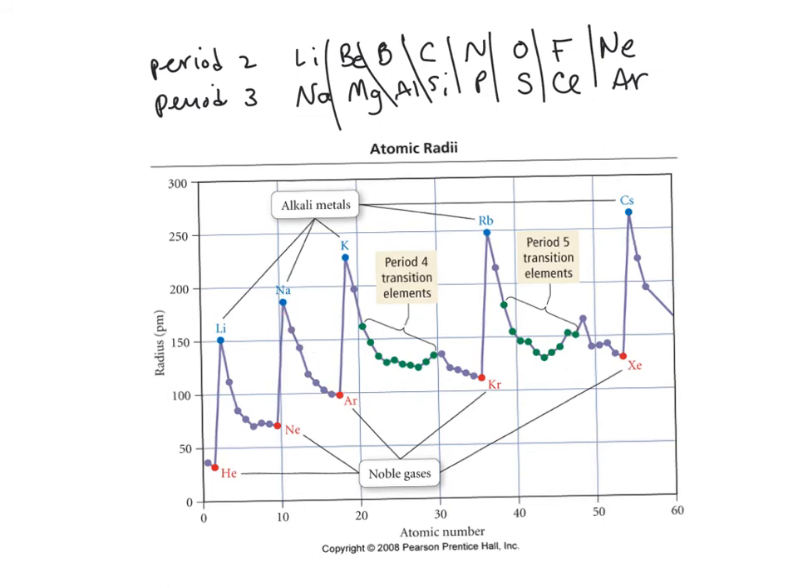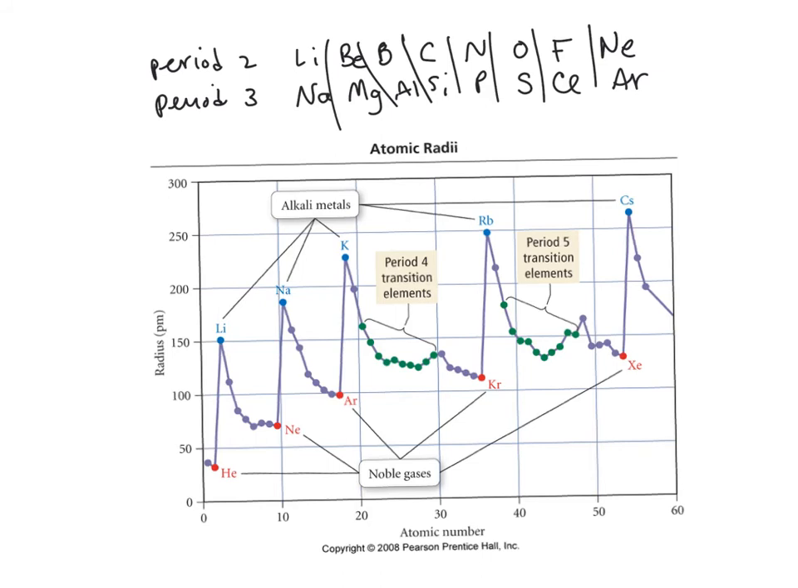Now, in the next period, you've got 4s2, 3d10, and then 4p6. So these transition metals in here, they have their own weird behavior, as you can see, but there's also a contraction as well. So that's probably what you want to take home.